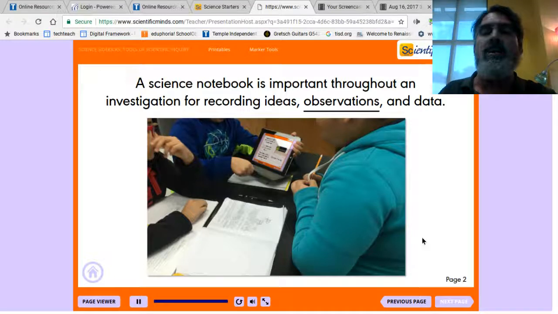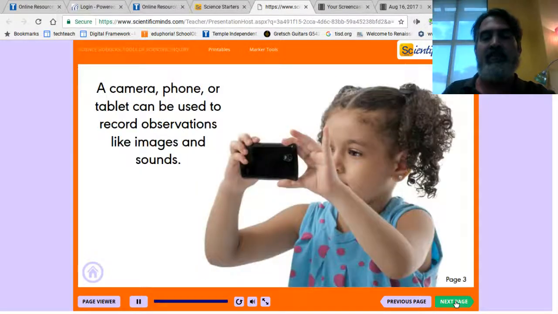Okay, a science notebook is important throughout an investigation for recording ideas, observations, and data. Now, observations are just what you find out about what we're talking about. Okay, what you can sense with your senses are your observations. A camera phone or tablet can be used to record observations like images and sounds.